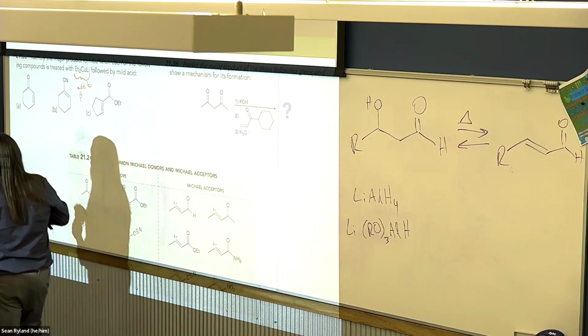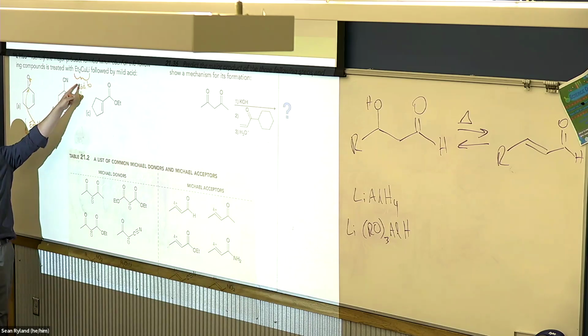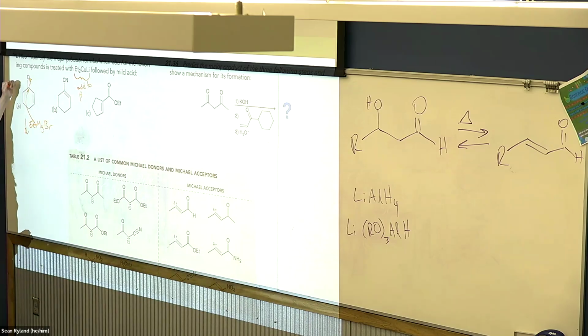If we had this molecule plus a Grignard reagent, let's say we had ethyl magnesium bromide, that ethyl group would come in here and add there. If we're using a Gilman reagent, it's not as reactive, so it goes to the beta carbon instead.